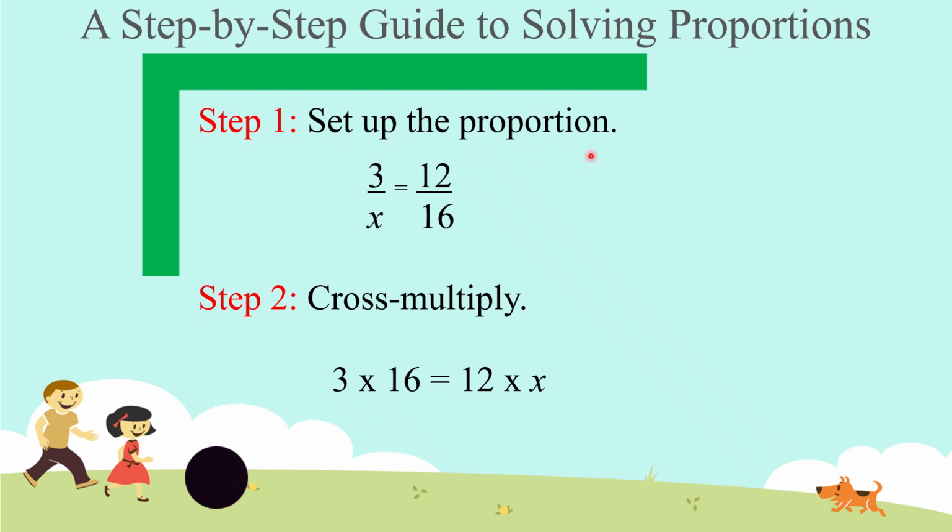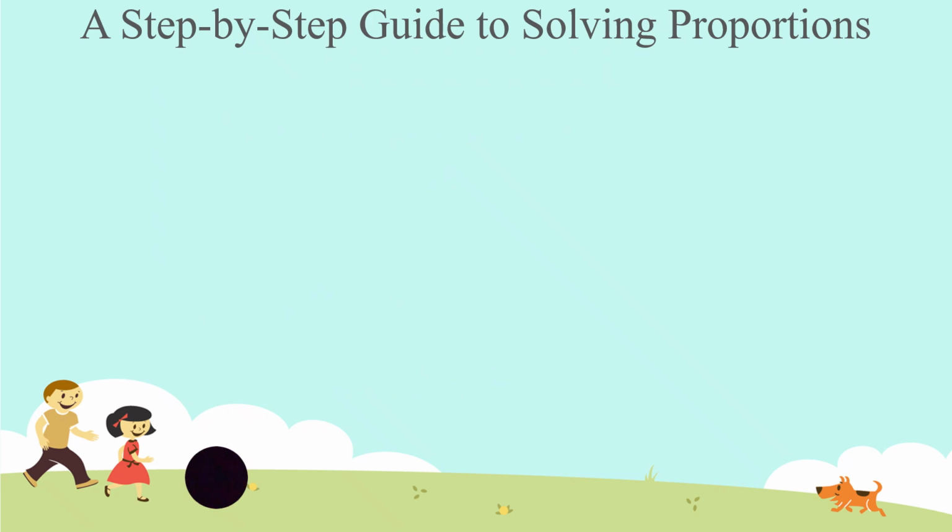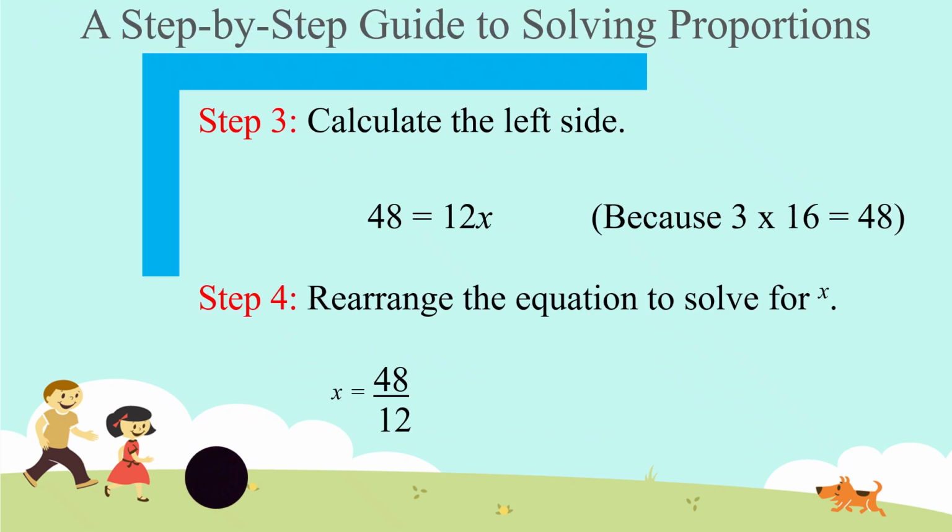Step 1. Set up the proportion. 3 divided by x equals 12 divided by 16. Step 2. Cross multiply. 3 times 16 equals 12 times x. Step 3. Calculate the left side. 48 equals 12x, because 3 times 16 equals 48.